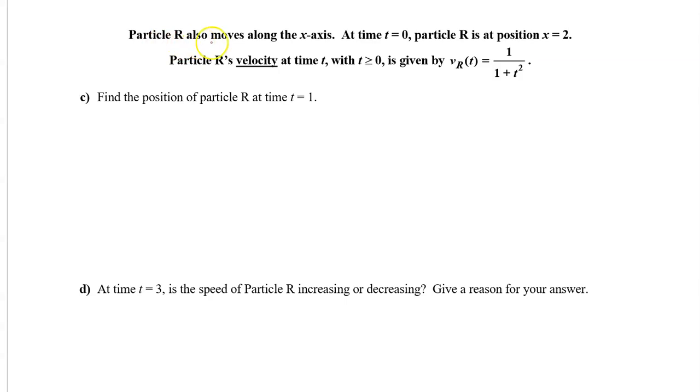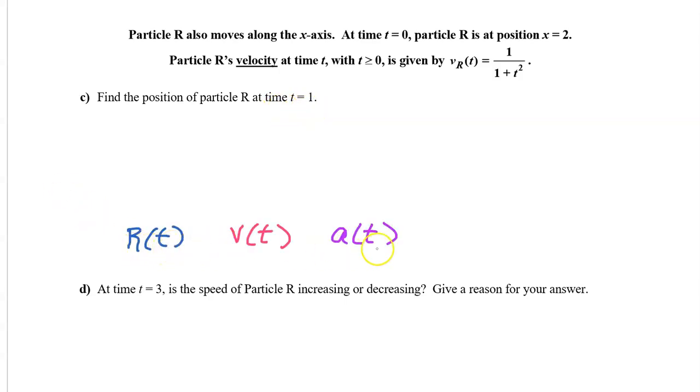Particle r also moves along the x-axis. At time t equals 0, particle r is at position x equals 2. Particle r's velocity at time t, with t greater than or equal to 0, is given by v sub r of t equals 1 over 1 plus t squared. Part C. Find the position of particle r at time t equals 1.